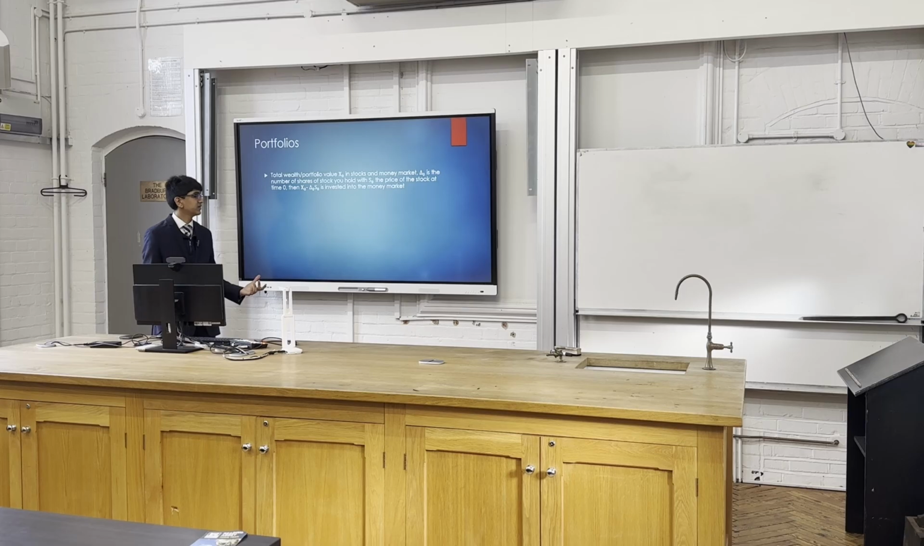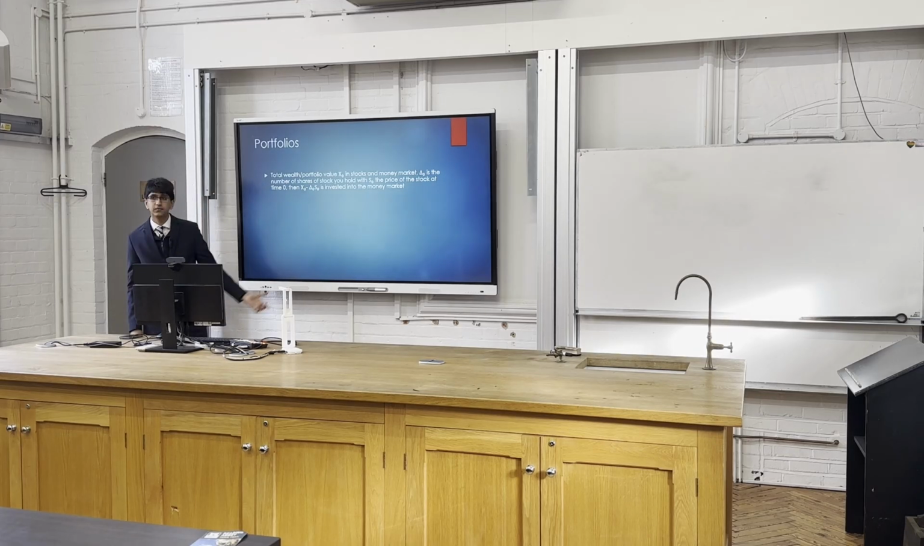And delta 0 is the number of shares of the stock that we own, and S0 is the price of the stock at time 0. All this is at time 0 for now. So then our total wealth minus the cost of all the shares of the stock that we hold is invested into the money market.